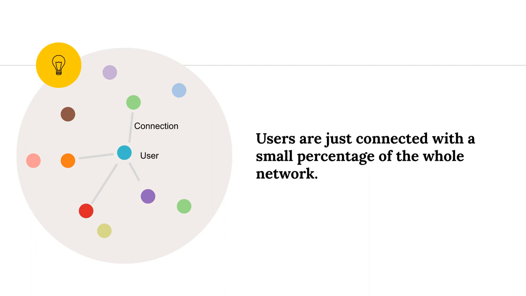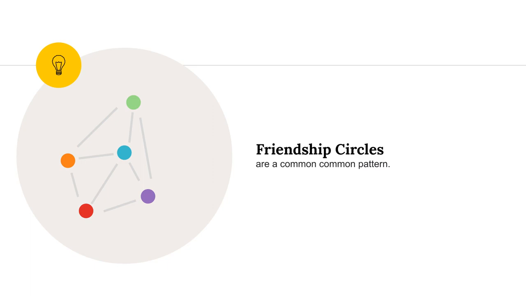Each user has a very limited number of connections, even though theoretically millions of connections are possible. Most users don't even come close to such figures. Just think about it. How many friends do you have on Facebook compared to the number of all existing profiles? Instead, it's rather common that users have friendship circles which share many common connections.